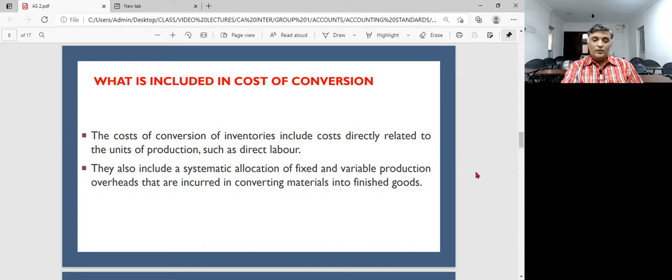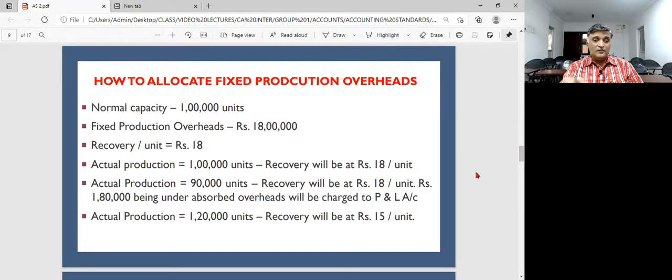Direct labor and variable overheads are quite simple because they vary in line with the production. For example, if you produce 1 unit and the cost is 2 rupees per unit, you just multiply. If you produce 2 units, it becomes 4, right? It varies in relation to the production. But what about fixed overheads? It is based on normal capacity. So you have a challenge there. So I'm just giving you an example here, how to allocate fixed production overheads. It's based on normal capacity.